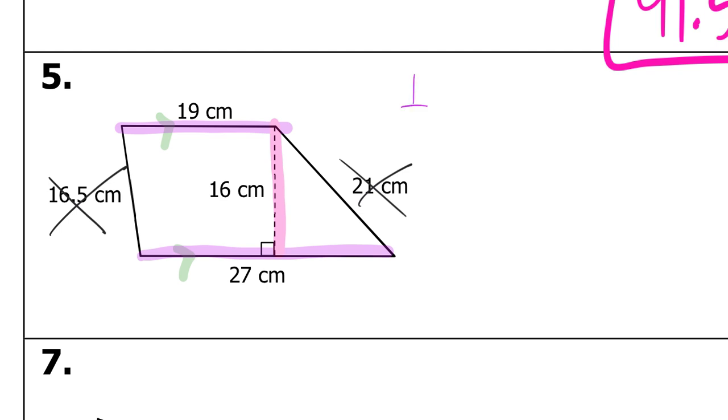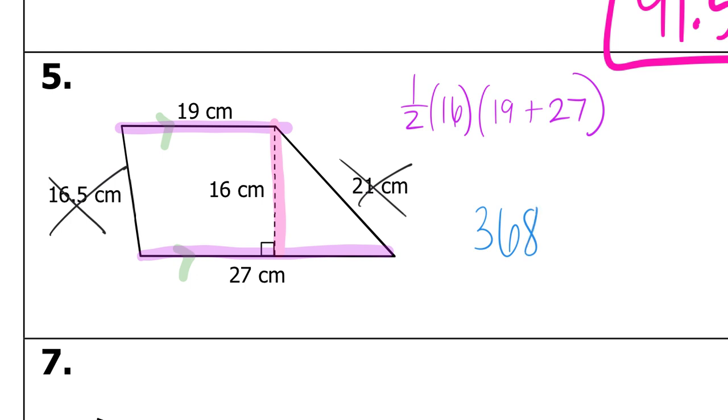So it would be 1/2 of 16 times 19 plus 27. And again, you could calculate that out. You could put it in your calculator. I'm going to let you go ahead and do that part. If you calculate all of that out, you should be getting 368 square centimeters.